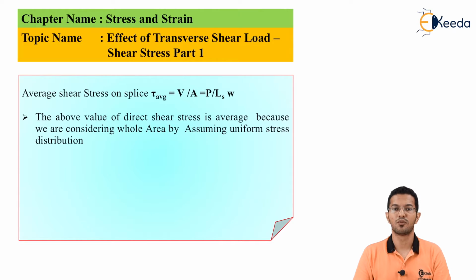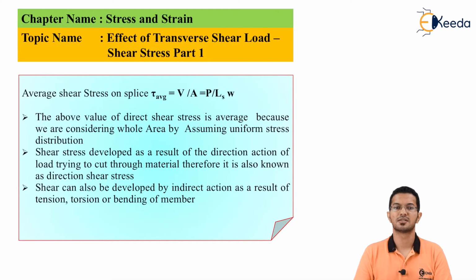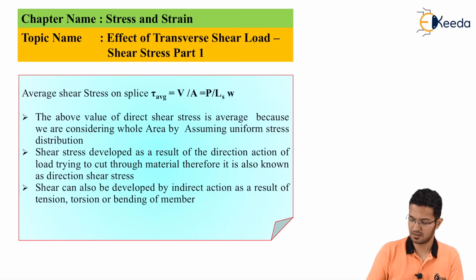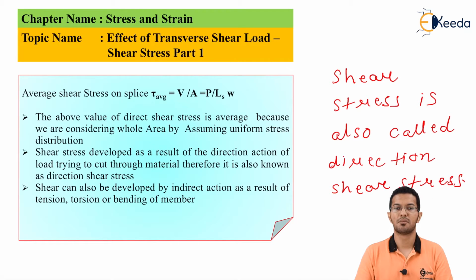The above value of direct shear stress is an average because we are considering the whole area by assuming uniform stress distribution. The shear stress is developed as a result of the direct action of the load trying to cut through the material. Therefore, it is also known as direct shear stress. Hence, we can say that shear stress is nothing but direct shear stress. Shear can also be developed by indirect action as a result of tension, torsion or bending of a member.